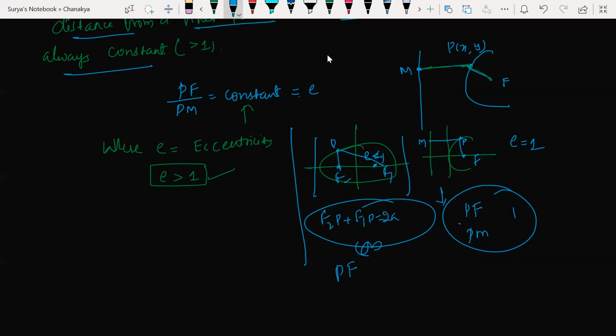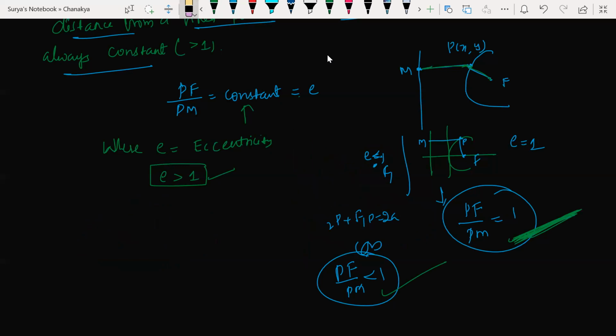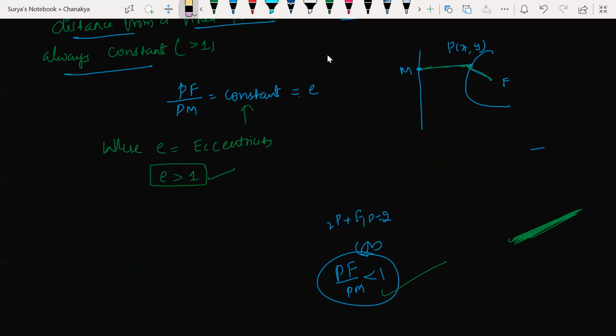In hyperbola, what happens? Equal to 1. Here PF upon PM would be lesser than 1. Here equal to 1. Here PF upon PM would be greater than 1 in hyperbola. So this ratio, the same ratio: in parabola I'll write equal to 1, in ellipse less than 1, in hyperbola greater than 1. So this is how we talk about parabola and hyperbola. This is the basic difference between these conic sections.